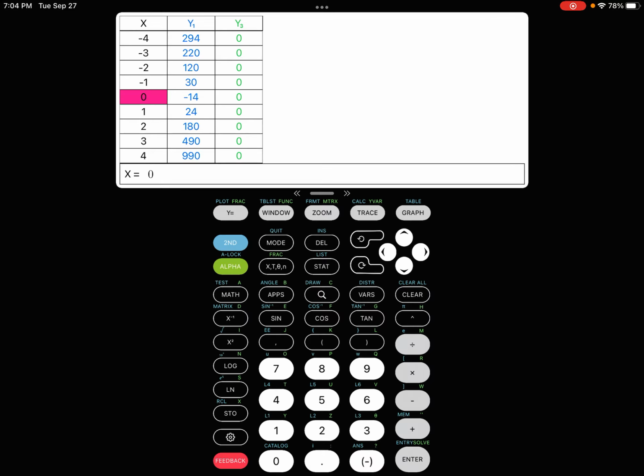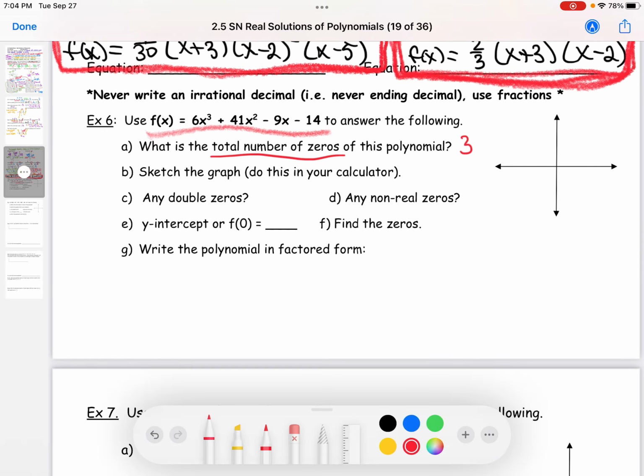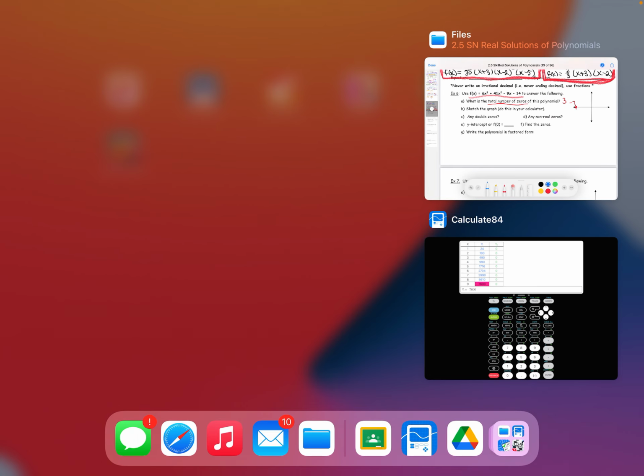Solutions are where the y value is 0. I can go to the second graph and go to the table, and I can go to where y is 0. And we see here that we do have a root at x equals negative 7. As I go through the table, I'm not seeing other x values that make y 0. So what we do know for sure is that we have one root at x equals negative 7.